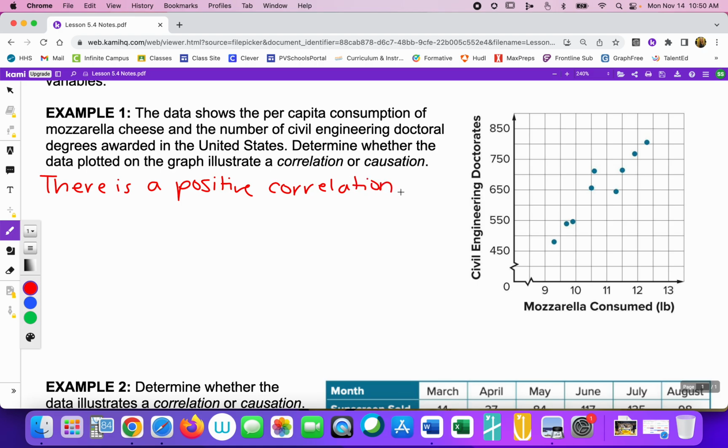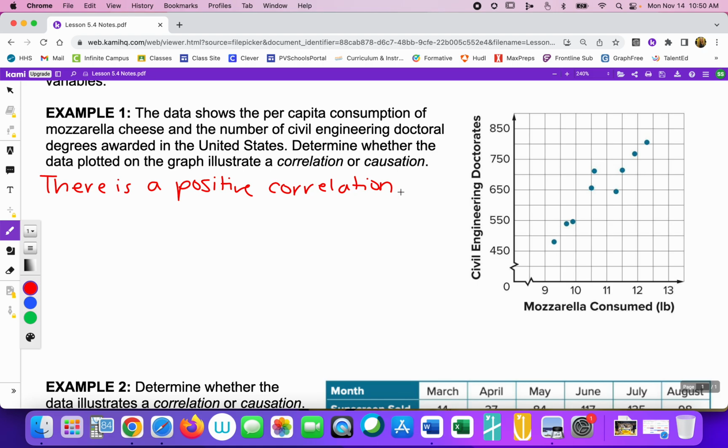Now, some of these, there's going to be a correlation and a causation. Some of it is just a correlation. Some of it, quite possibly, could be a causation only. But most of the time, it's either both or just correlation. Now, it's a causation if the X value, so that would be mozzarella consumed, causes the doctoral degrees to happen. Are those two things even related? No. Nothing whatsoever. So this is what we would call a coincidence.